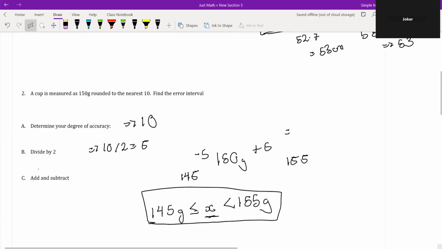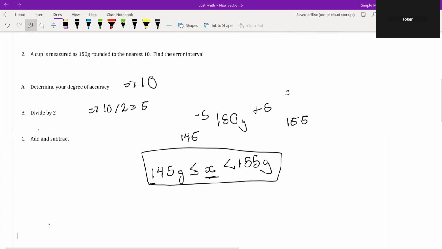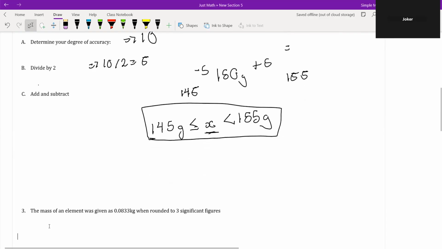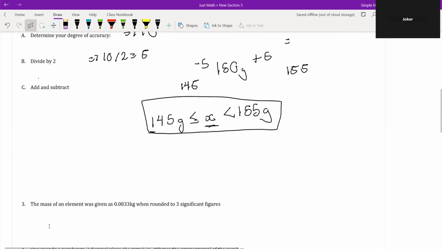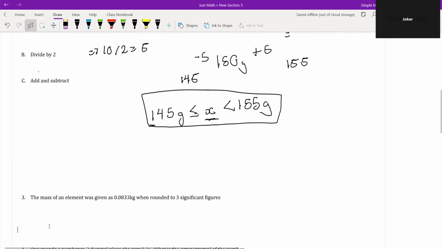Okay, let's go to the third question. Now the mass of an element was given as 0.0833 kilograms when rounded to three significant figures. So we're looking for the error interval. Now again, in this case, they give us significant figures. So how do we do it? What do we do here?